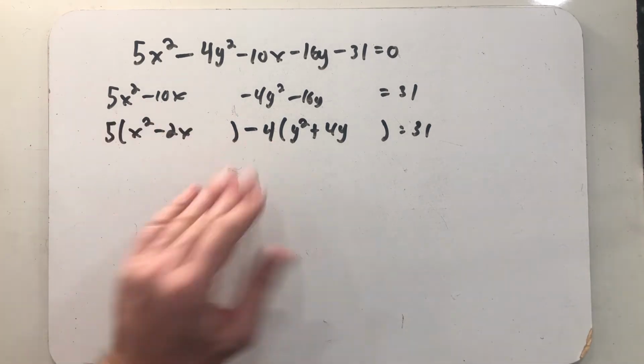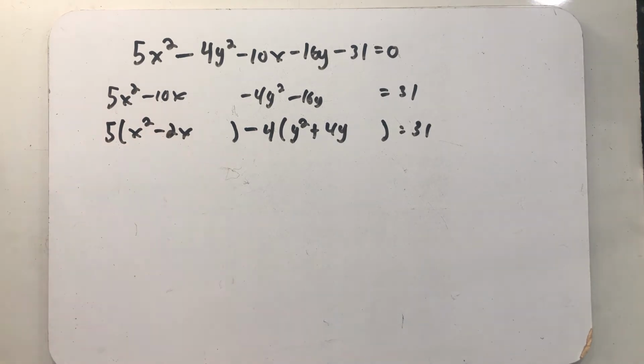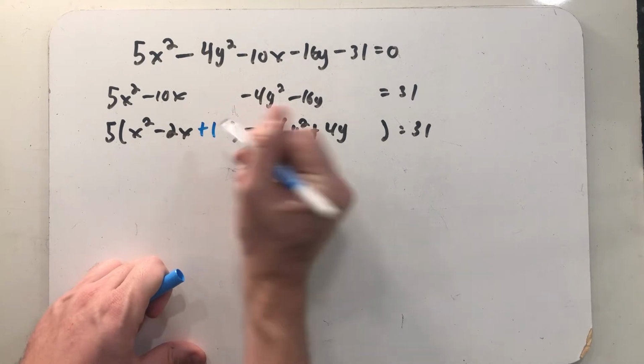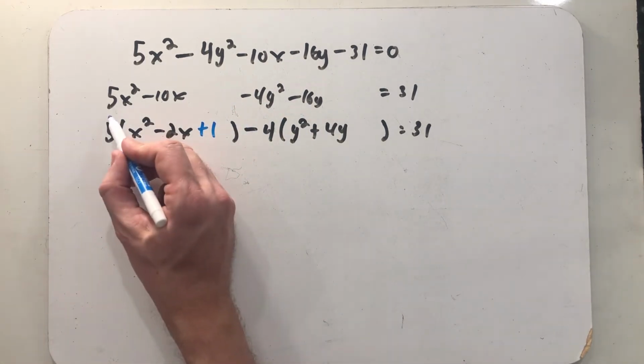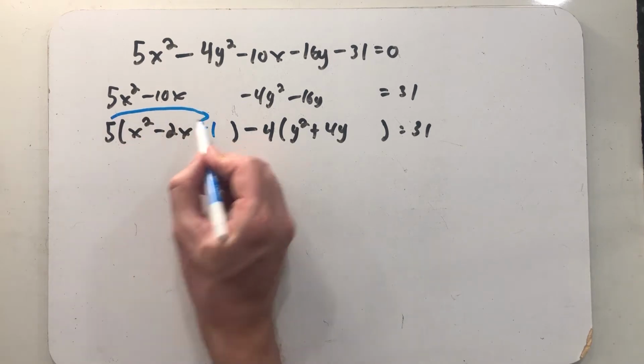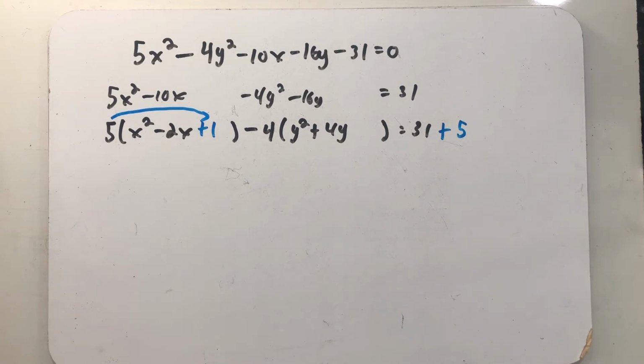So ignoring everything else, I see x squared minus 2x. Divide the middle term by 2, we get minus 1. Square that, and we're adding 1. So it looks like we've added 1 to this side. But I need to remember that everything on the inside of that set of parentheses happens 5 times, so I really added 5 times 1, which is 5. So I better do that to the other side too.